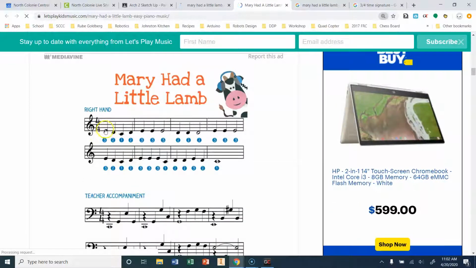A note with a solid piece and a line coming up, this is a quarter note. A note that is hollow in the middle with a line coming up, that is a half note. And just a circle with no line, this is a whole note.